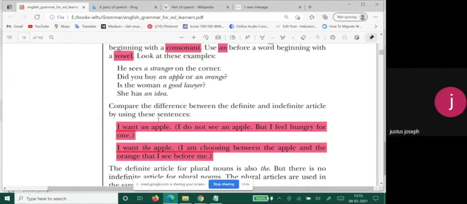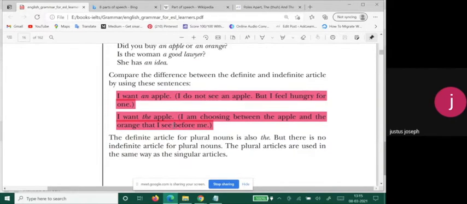Okay, now look at the sentence. I want an apple. Do we know the apple? No, we do not know the apple. Okay, I want the apple. Do we know the apple? Yes, we can see it, we have seen it. Some relationship we have with the apple. That is why we used "the" there. And with the form "an", we do not know the apple. You guys understand that, right?